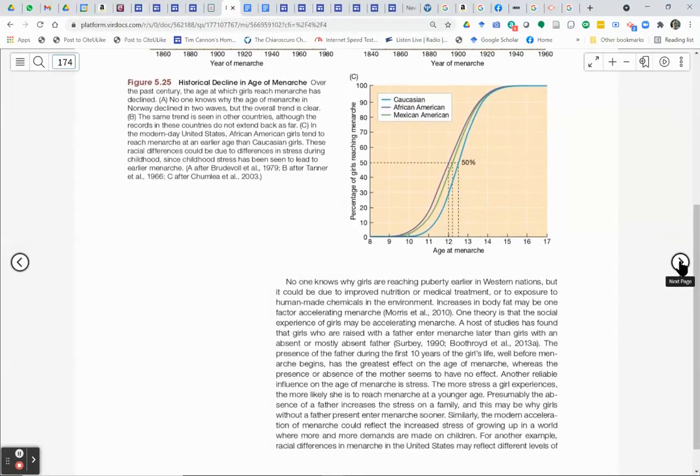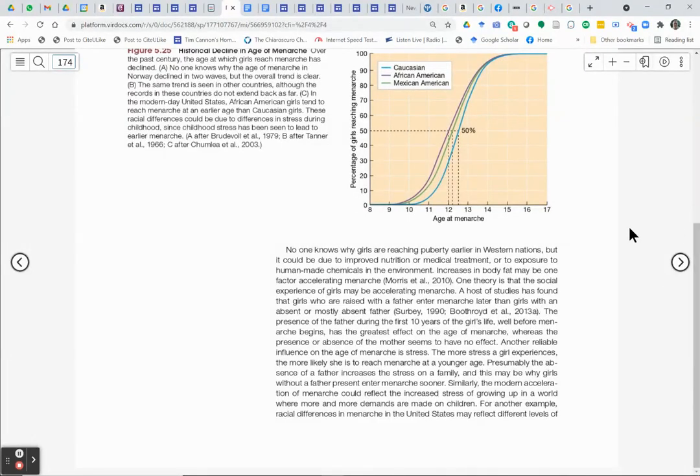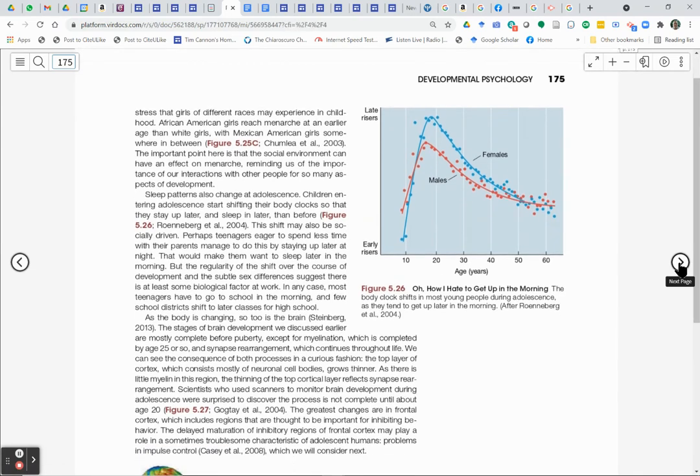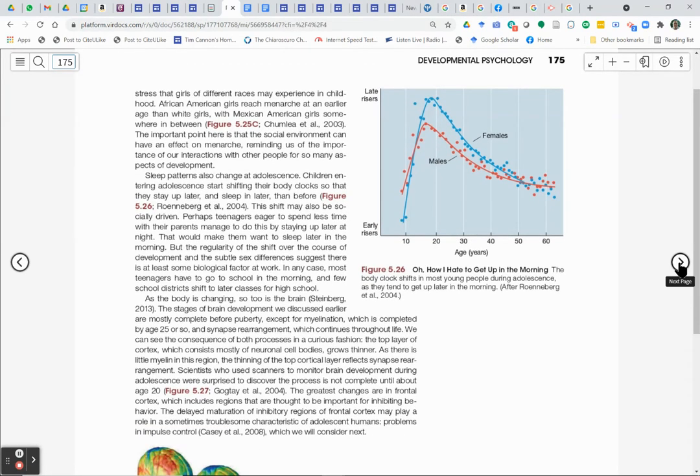Different ethnic groups have relatively lawful differences. What's going on here is not totally clear. One thing that's very clear is not having a dad in the house seems to be associated with earlier menstruation. Of course, this is correlational. We don't go around stealing dads' sleep.